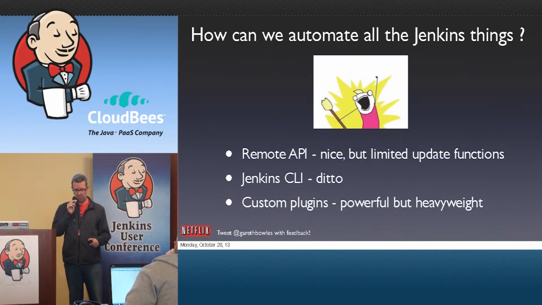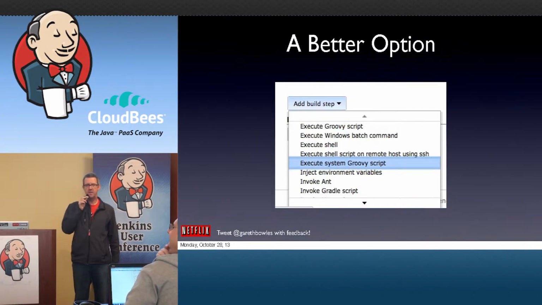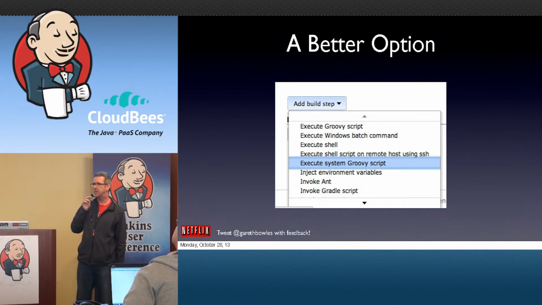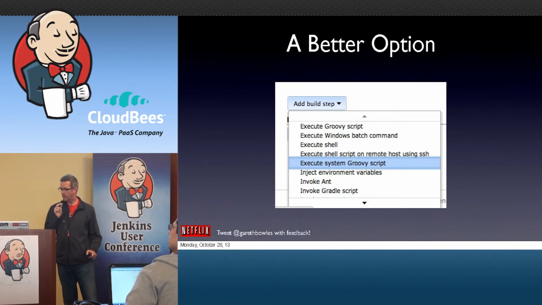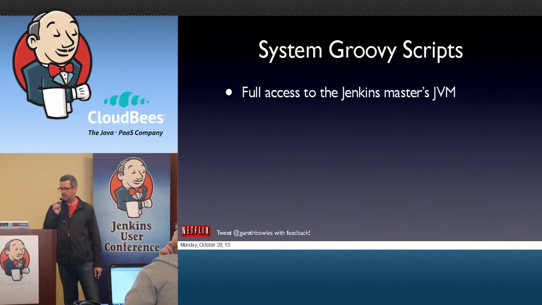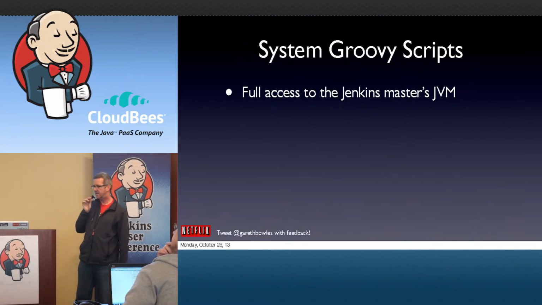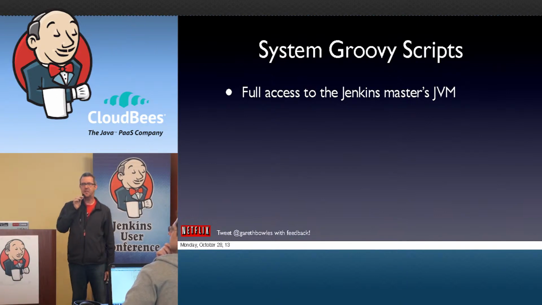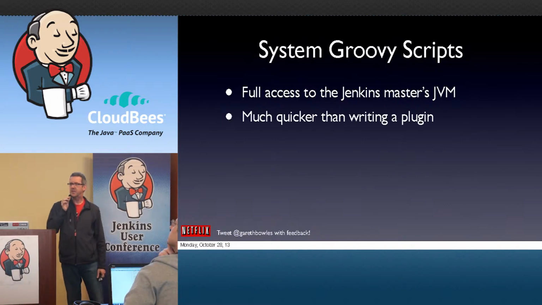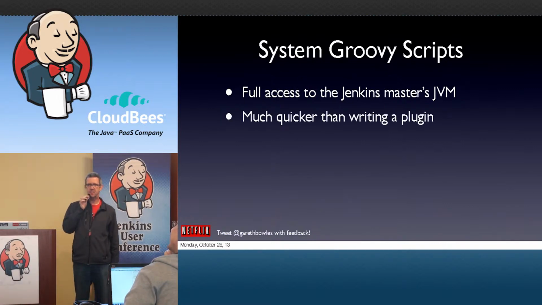So the best option we found is a particular type of build step called the system Groovy script. These give you full access to the Jenkins master's JVM and all its object model, just like a plugin would. But the amount of code you have to write is much less, and it's much easier to maintain.